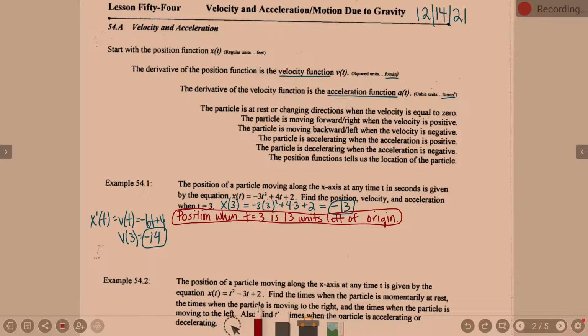And what's that mean? Yeah, it's moving backwards somehow. Left, down. I have backwards written in mine. Okay, if we're talking here about a number line, you would think left. Okay. So velocity when t equals 3 is negative 14 units per second. And that means it is moving backwards. Or you could put left if you want. Okay.